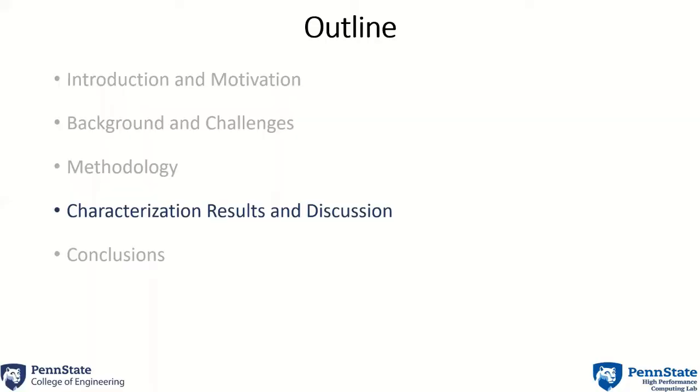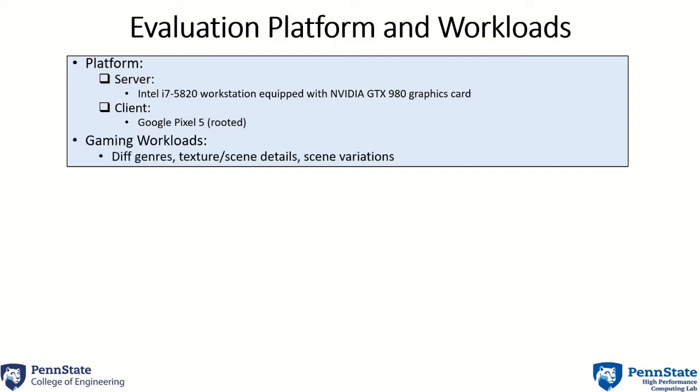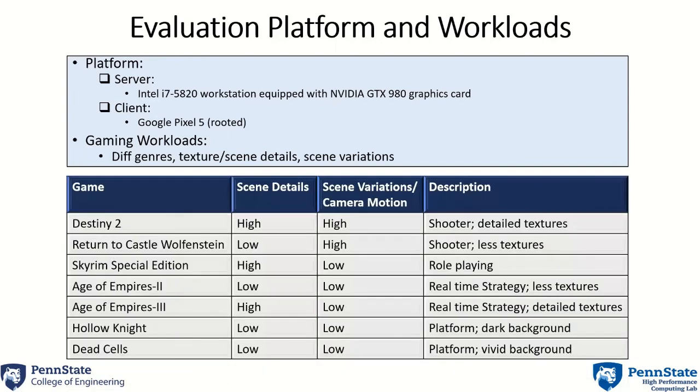Next, moving on to our gaming workloads and characterization results. We set up a high-end workstation with Intel i7 core equipped with NVIDIA GTX graphics cards as our server and a Google Pixel device equipped with Gbps range 5G millimeter wave frequency bands as our client. Our gaming workload was selected from various genres based on the amount of texture or game scene details and the amount of motion in the game scenes, or scene variations. We use 7 games in our study, listed in the table here.